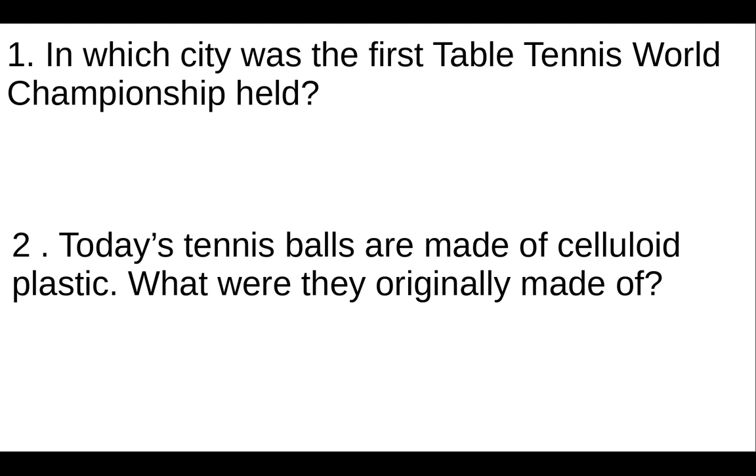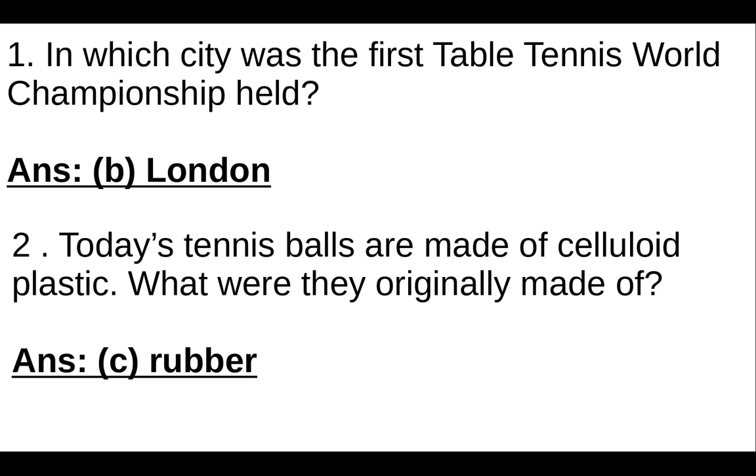Now come on to some questions. First question here on the screen: in which city was the first table tennis world championship held? Just try to guess your answer. Yes, this is London. Now second question: today's table tennis balls are made of celluloid plastic. What were they originally made of? The answer to that question will be rubber. So you need to tick option number C.